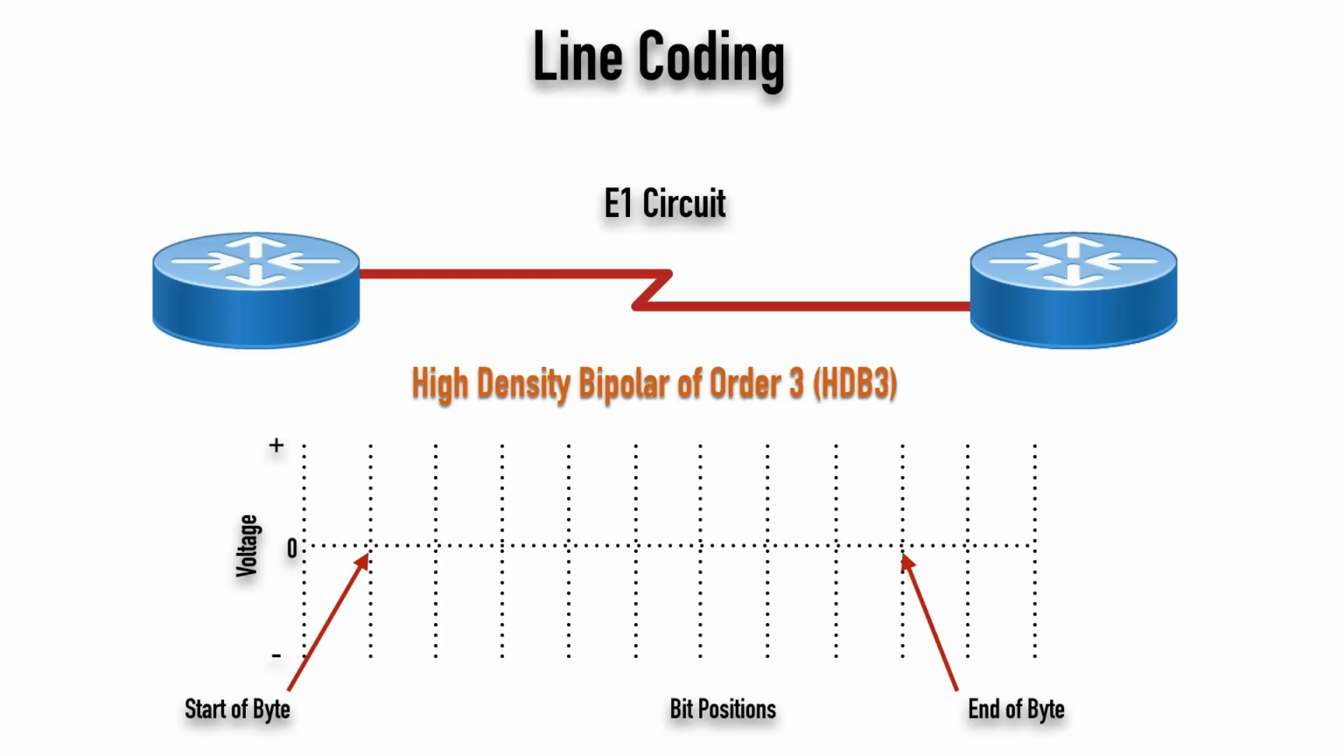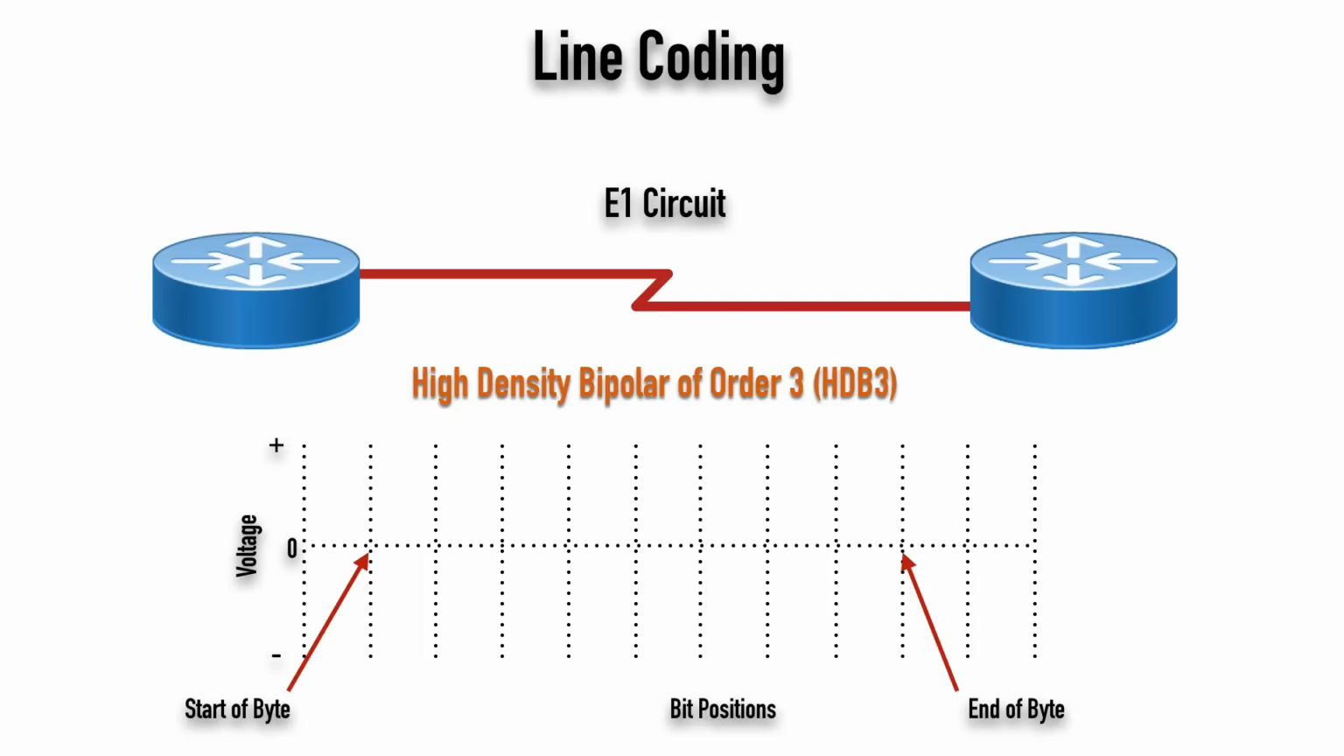The 3 in HDB3 means that the goal for this approach, the goal for this line coding method, is to never have more than 3 binary zeros in a row. And we've got a case where we have 8 binary zeros in a row. What's going to happen now? Well, let's do it like we did with the T1.